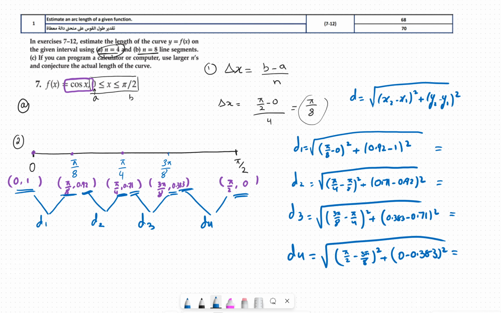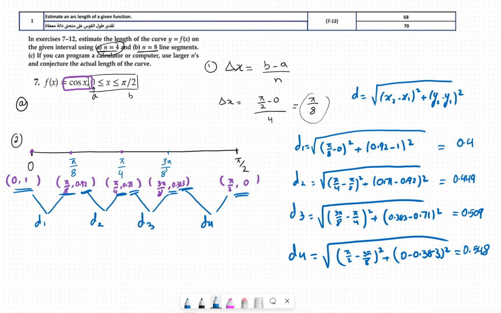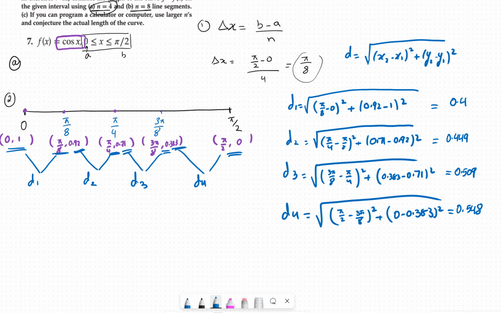Now I am going to plug in each of these into my calculator. My calculator will give me 0.4 for the first one, 0.449 for the second, 0.509 for the third, and 0.548 for the fourth one. So now the total length is going to be the summation of all 4 distances.